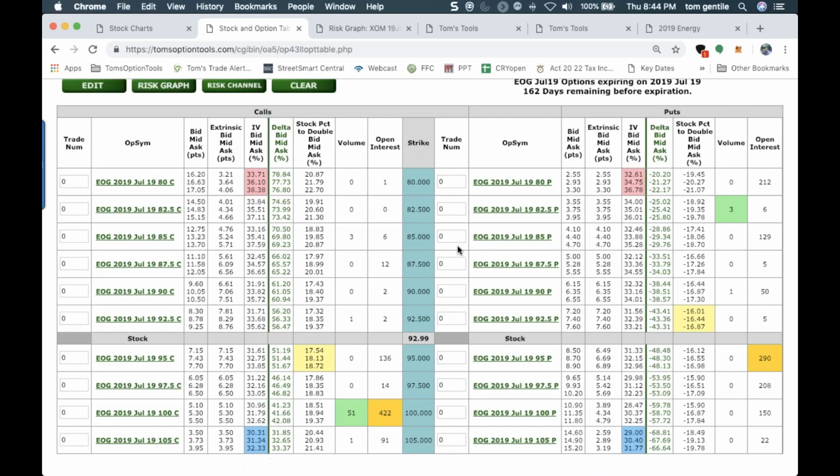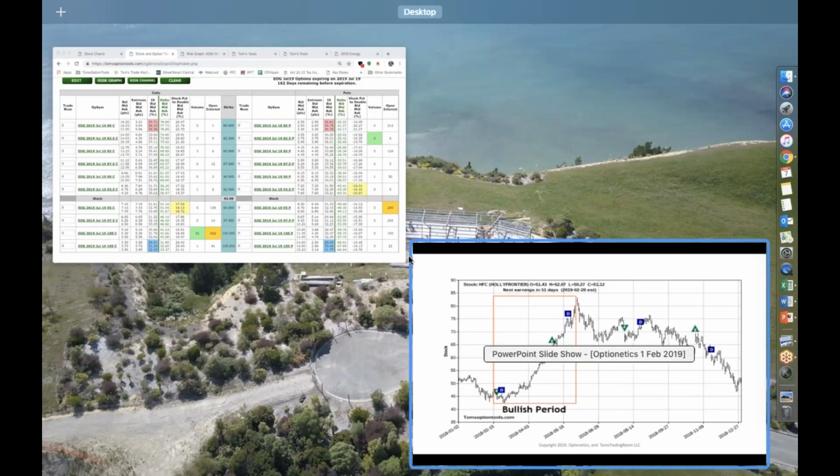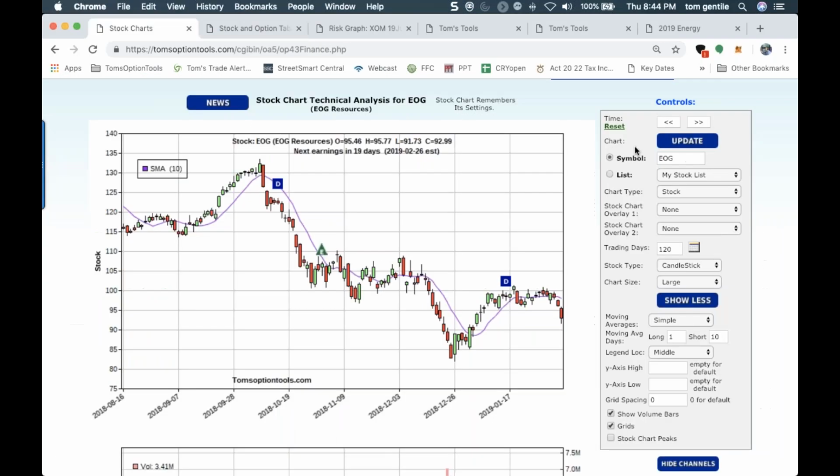How about one more? Let's just look at one more. HollyFrontier. Wow. Look at that move. 45 up to 80. That's a big move. So HollyFrontier, HFC. Let's go look at the chart.